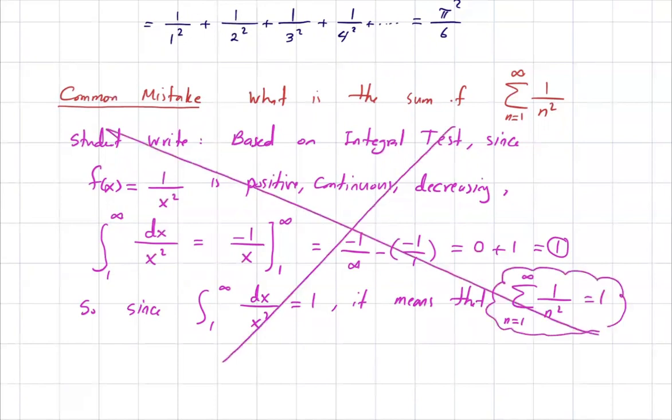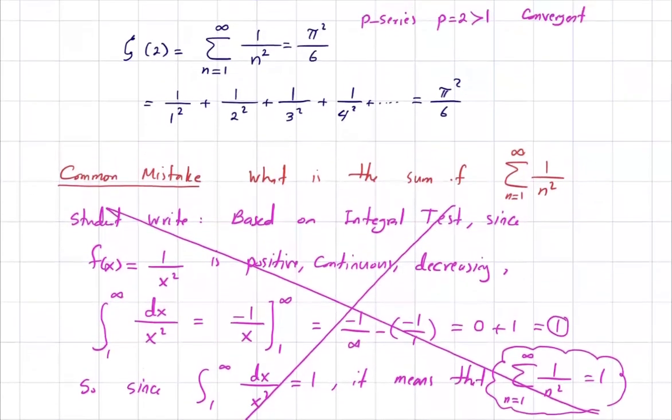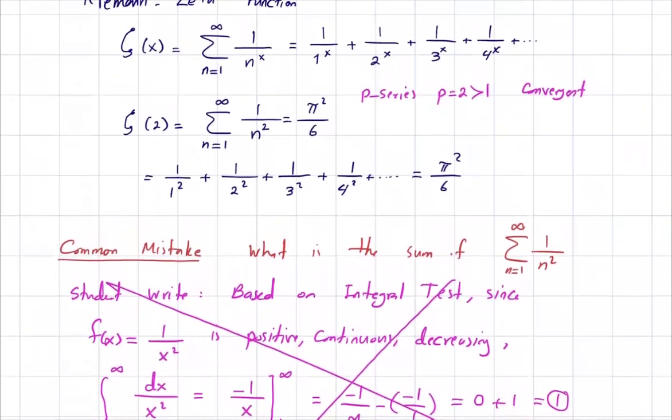It is a mistake, everyone. The integral test helps you to analyze the behavior, convergence, and divergence of a series. It doesn't give you the summation. Based on the zeta function, zeta of 2 is the summation of 1 over n squared, which is pi squared divided by 6. If you add 1 over 1 plus 1 over 2 squared plus 1 over 3 squared plus 1 over 4 squared plus so on, you get pi squared divided by 6, which indeed is not 1.